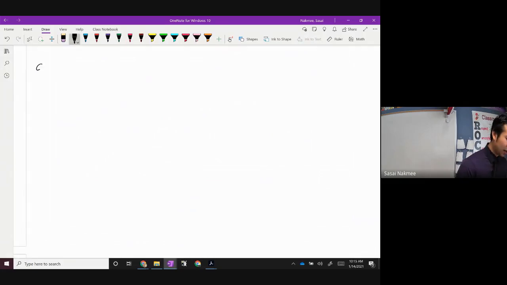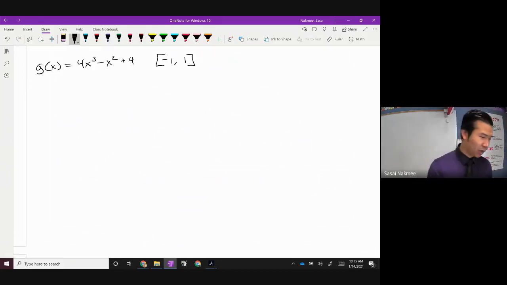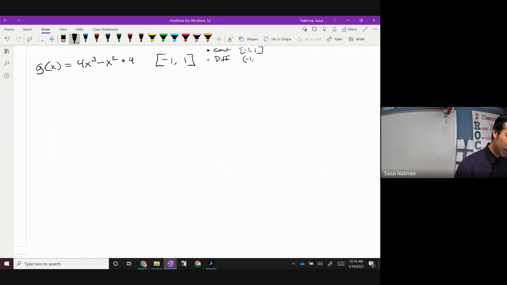Let's say I was given the function g of x equals 4x cubed minus x squared plus 4 on the interval -1 to 1, and you have to check if you can use the mean value theorem. We already checked that we can. It is continuous and it is differentiable on the interval from -1 to 1. So since these both check out, I can use the mean value theorem for this problem.